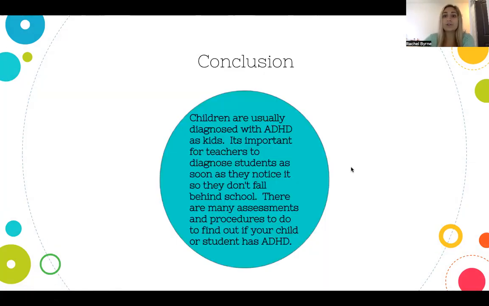And then basically, a conclusion of everything: children are usually diagnosed with ADHD as kids. It is very, very important for teachers to identify their students as soon as they notice it so they don't fall behind in school. I know that I had ADHD in school and I would sit there tying my shoe while my teacher was doing a lesson, and I would always get in trouble for this. I wasn't diagnosed till later. One of my teachers said I should get diagnosed. This made me fall behind a lot in school because I wouldn't pay attention. I would be sitting there not learning the stuff that other students were learning, so I would start to fall behind.